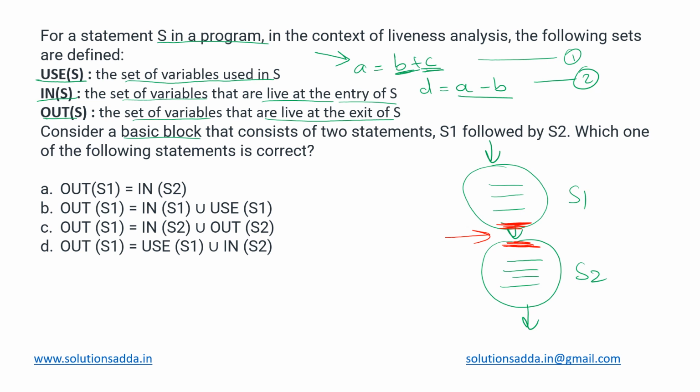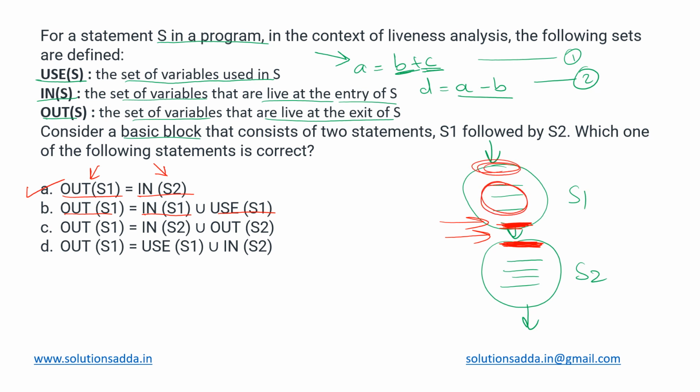So now considering this, which of the following statements is or are correct needs to be identified. The first one is saying out of S1 equal to in of S2, which means the variables which were live at the exit of S1 are also live at the entry of S2. That is what we have been discussing till now, so the statement has to be correct. If any set of variables is live at this point, then it will also be live at the start of S2. Then the next one is saying out of S1 is the same as the union of in of S1 and use of S1, which means the variables which are live at the exit of S1 are the same as the union of those variables which were live at its beginning and those which were used inside it.